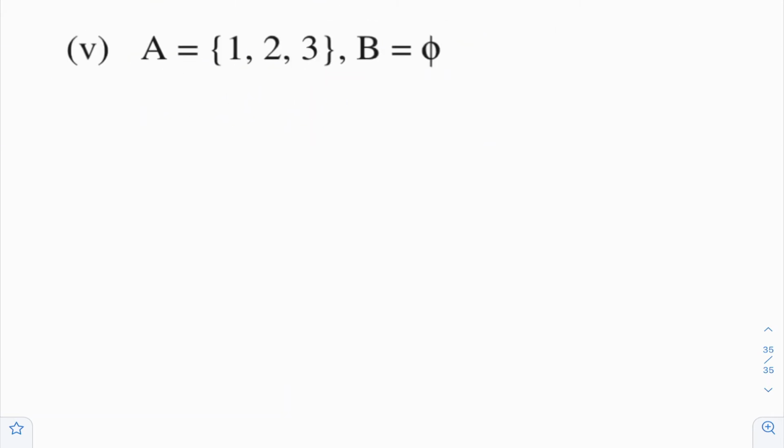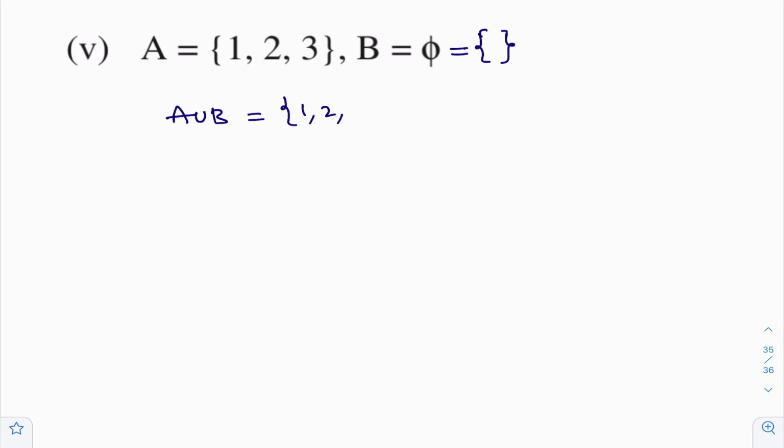Now we'll move to the last bit. You look here, set A is given like this: 1, 2, 3. Set B is given like this. Here this 5 itself indicates it's an empty set. Empty set in roster form we'll write like this with brackets, with no element in it. Okay, what we need to calculate? We need to calculate A union B as well as A intersection B.